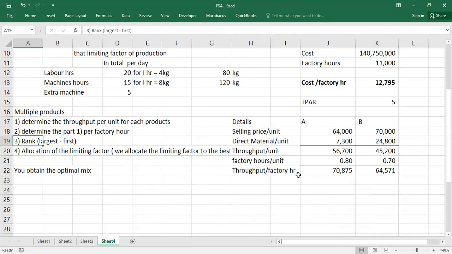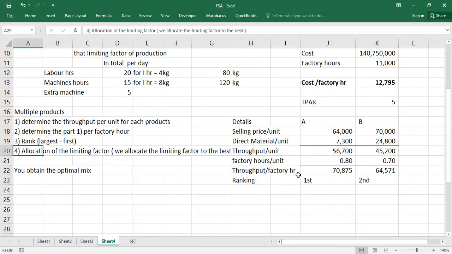Now step 3 is you rank. Now in ranking, like I already said, the largest comes first. So these are 2, so the larger basically. In ranking, we're saying which one is big? A is big. So you say this is first. This will be second or last. So after ranking, now you allocate.